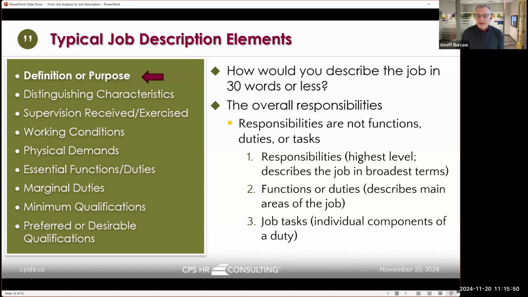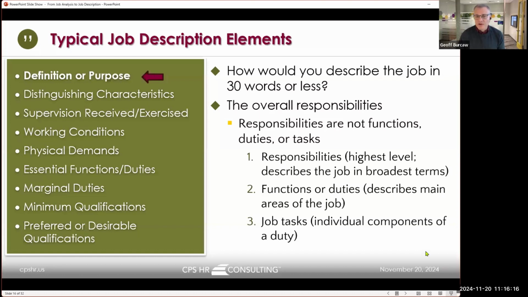But then within each one of those functions or duties, we have the job tasks. So the job tasks are individual components that are performed in completing a particular duty. So this is the hierarchy of work. That definition or purpose really is the responsibilities, and it's just the very, very broadest definition.